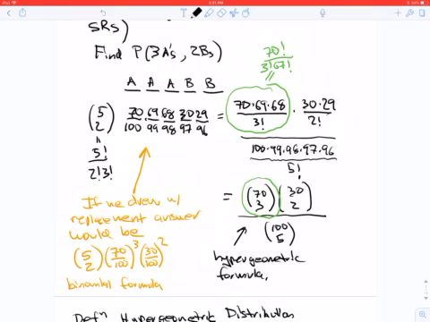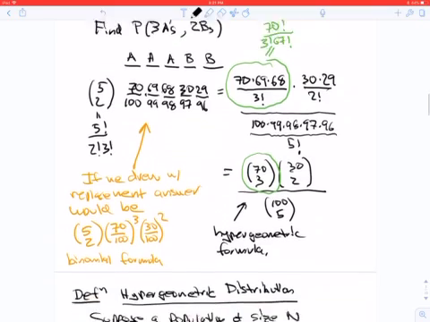And this leads you to a very nice formula, which is that in the denominator, we have 100 choose 5. So out of 100 students in the class, what are all the ways that I can choose 5? That's what your sample space is. And then the event that we're looking for is the chance that out of 70, I choose 3, and out of 30, I choose 2 B's. So this is called the hypergeometric formula.